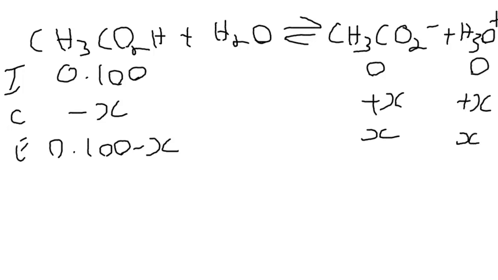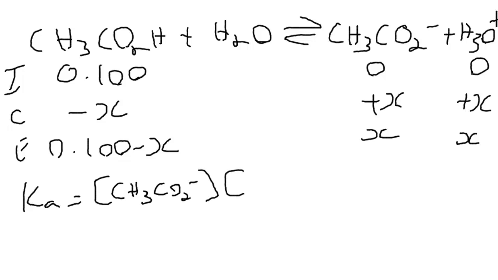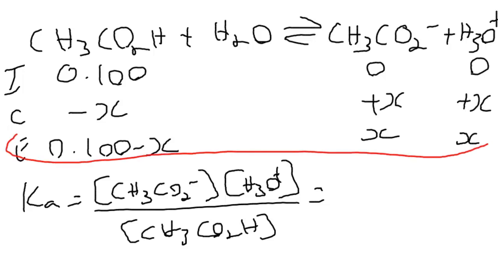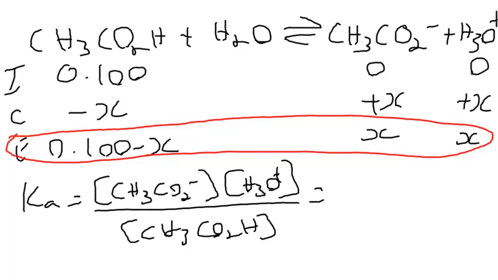and x. Remember, the acid dissociation constant is equal to the products over reactants, like any equilibrium constant. So we've got the acetate concentration at equilibrium, H3O+ concentration at equilibrium, and acetic acid concentration also at equilibrium. And we know these are equilibrium concentrations, so we can put those in. So these are both going to be x, so that's x squared. And the acetic acid concentration is 0.1 minus x.